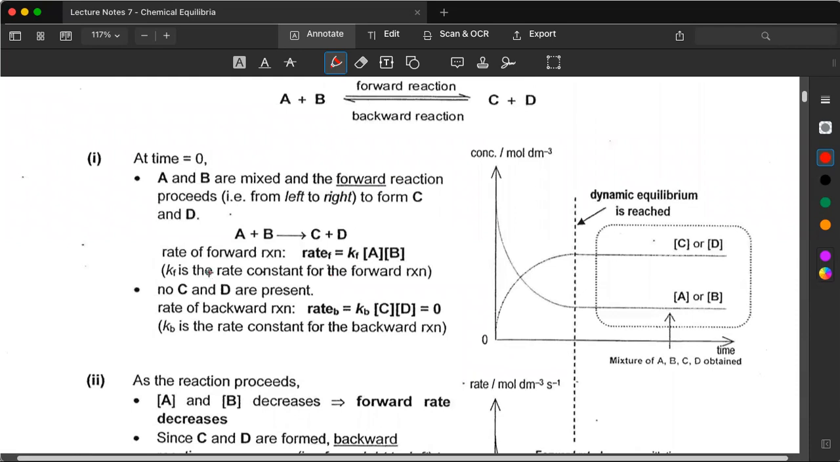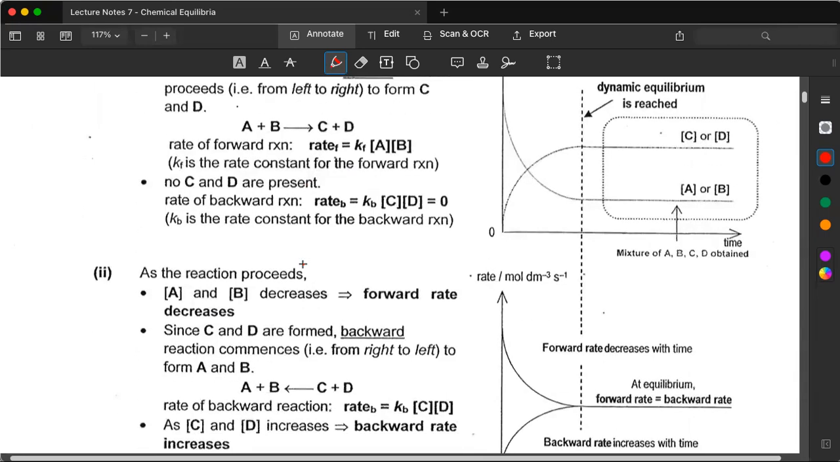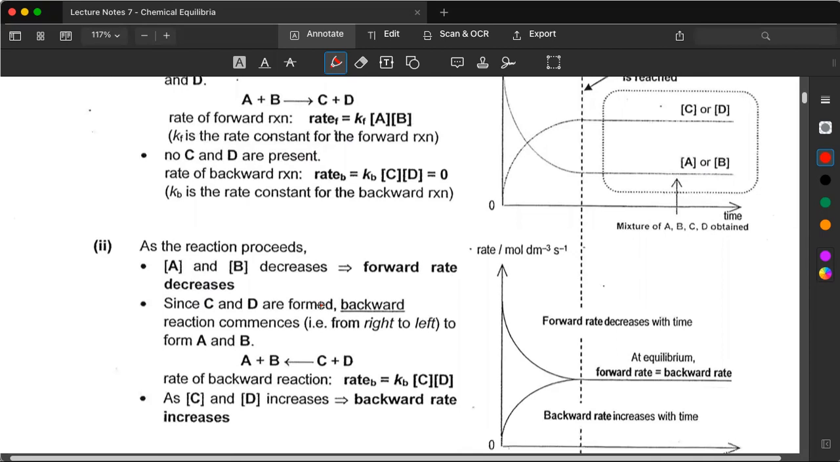So the rate of forward reaction, as we have learned in kinetics, is rate equals to rate constant multiplied by the concentration of A and B, all right? And at the start, we don't see any C and D. As for the rate of backward reaction, it is 0 in the beginning. However, as the reaction progresses, we have a decrease in the concentration of the reactants A and B. The forward rate decreases gradually, okay? So it will be the faster at the start, but as reaction progresses, it will get slower and slower.